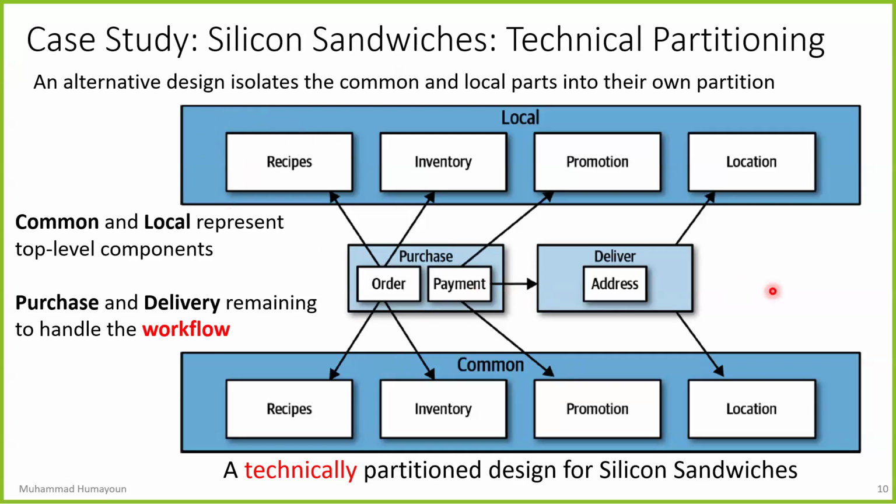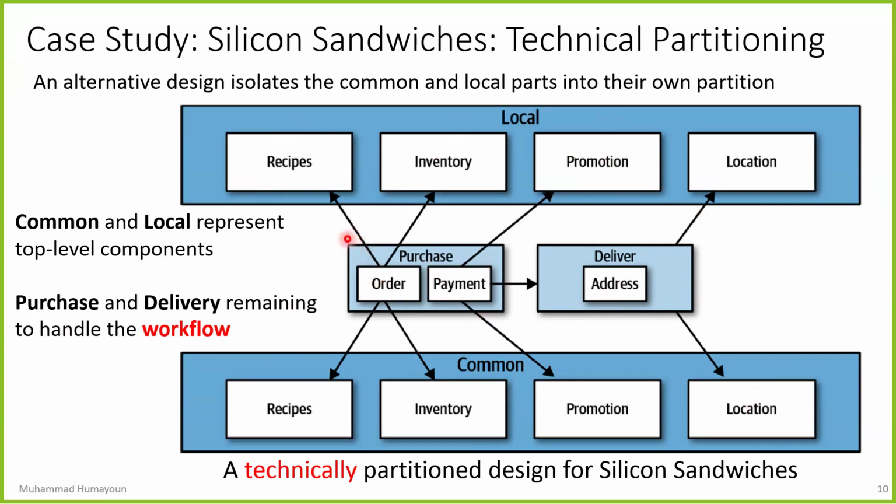So these are four partitionings where it's based on technicalities. So local concerns, common concerns, and then something you can't really put in here and here, you just put it separately in the middle. So common and local represent top level components here, and then purchase and delivery remain to handle the workflows. So purchase and deliver, you also put them in the middle because now they are handling all the workflow by using all these different things.